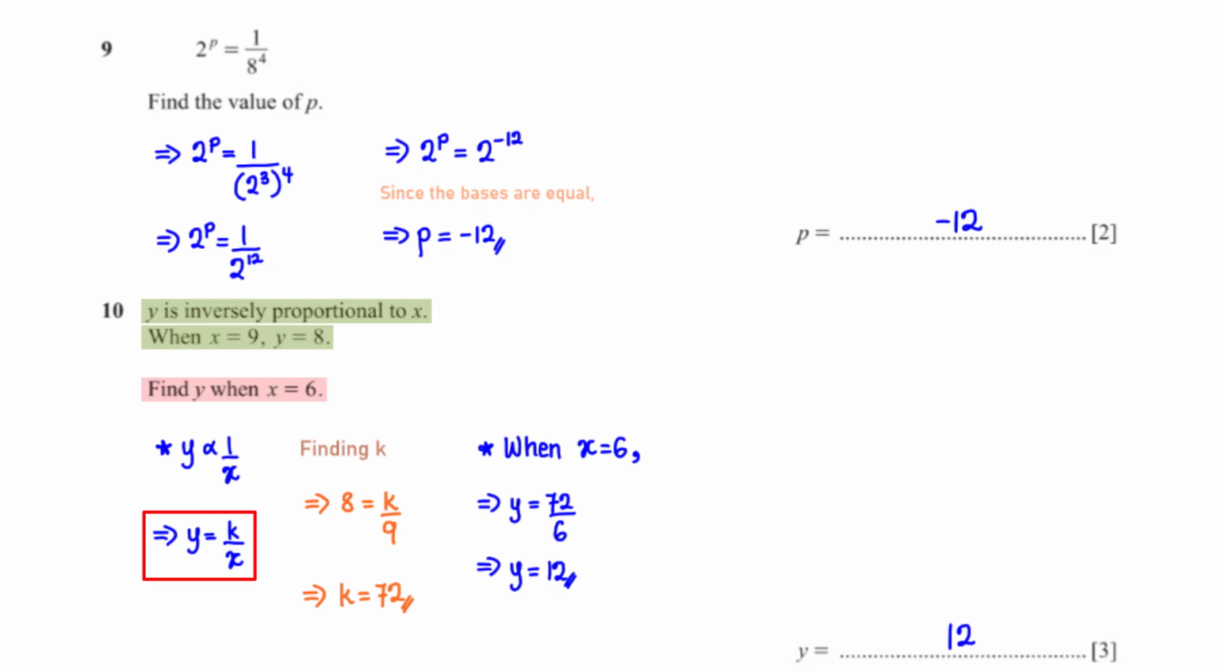We can get the value of k by plugging in the values of x and y given in the question. This gives us 8 equals k over 9. When we multiply both sides by 9, we get k equals 72. Now that we have the value of k, when x is 6, y equals 72 over 6, which is equal to 12.